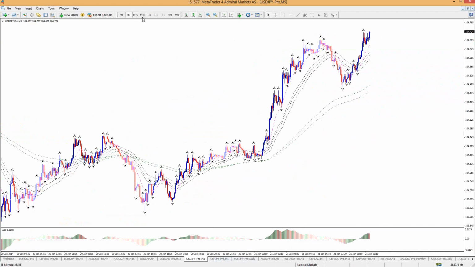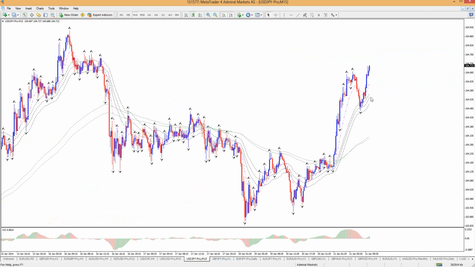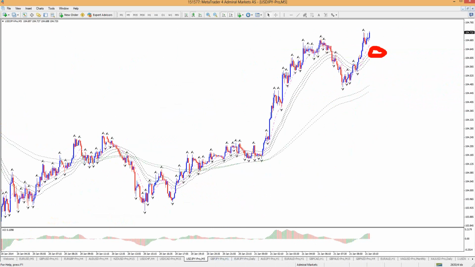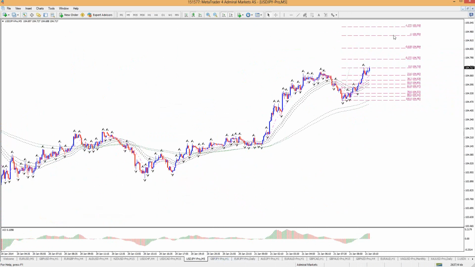Well, in any case, I still think that a move back to test these moving averages is going to happen. So I think it's just a question of patience for that to happen. 38.2 or 50 is my preferred strike zone there. That would look interesting for that upside, and we can use these targets as potential targets.